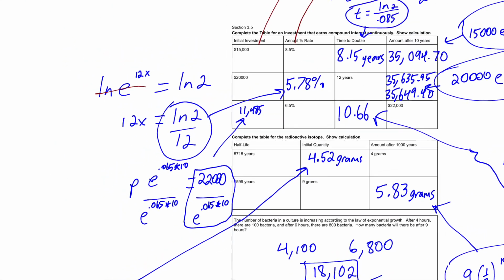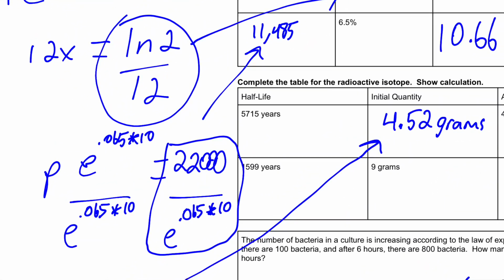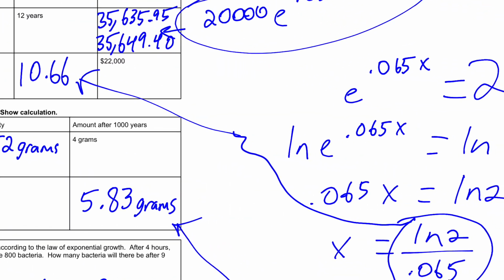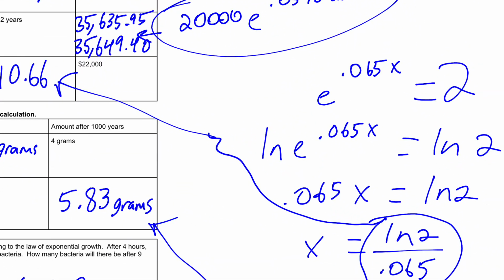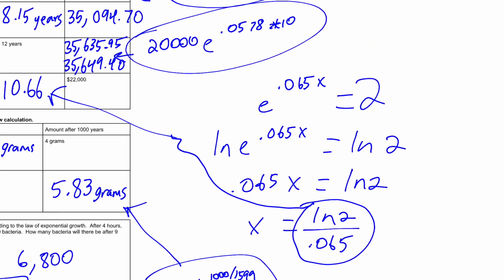For the next row, they give me the annual rate and the amount after 10 years. If I want to calculate the initial amount, I can do this. I can divide both sides by e to the 0.065 times 10. So it's 22,000 divided by e to the 0.065 times 10, and that jumps me straight to my principal, which is 11,485.